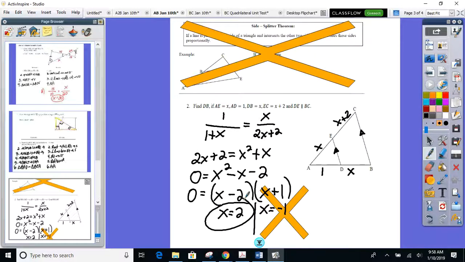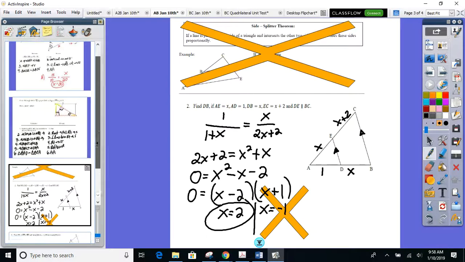We keep 2. Is everyone all right? When we plug in -1 here, I get a negative side length. I don't know if that's possible, unless you're a -1 foot.